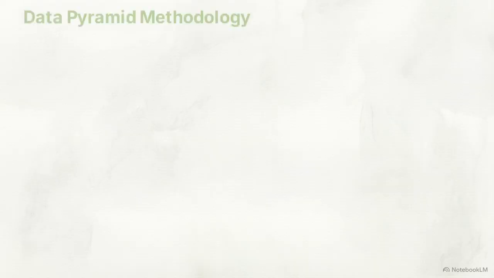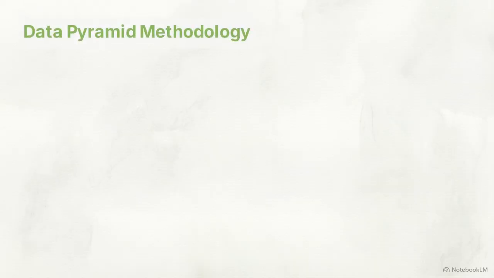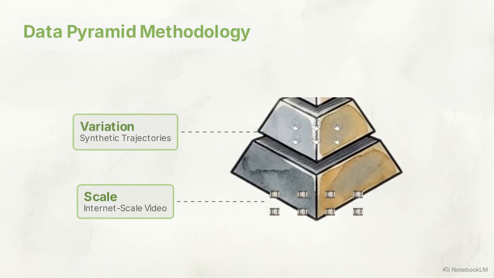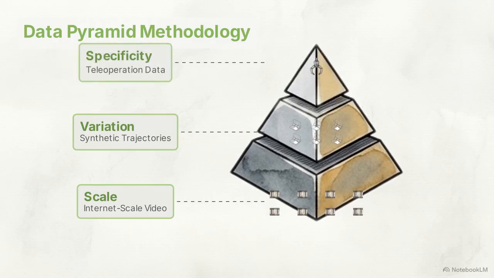This diagram illustrates NVIDIA's data pyramid methodology. At the base is scale, ingesting massive volumes of internet-scale video. The middle tier focuses on variation, absorbing millions of synthetic trajectories. The peak is specificity, using sparse, real-world teleoperation data.